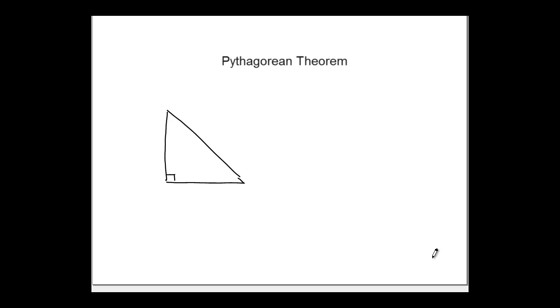We're going to talk about Pythagorean Theorem now, and rule number 1 about Pythagorean Theorem is it must be a right triangle. That's the first rule. Now let's talk about this right triangle.